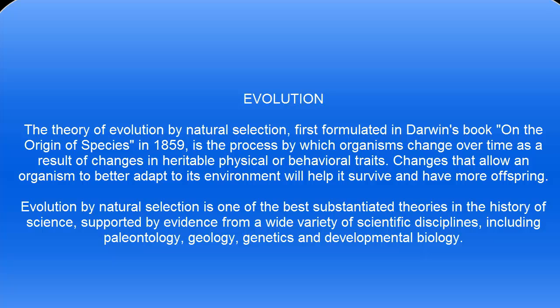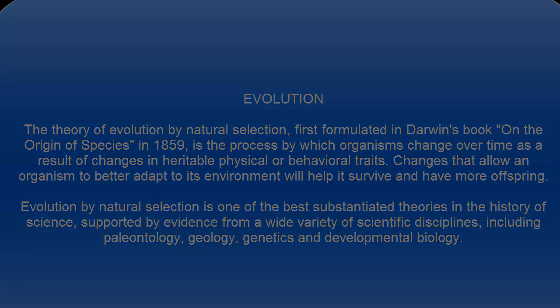Evolution. The theory of evolution by natural selection, first formulated in Darwin's book On the Origin of the Species in 1859, is the process by which organisms change over time as a result of changes in heritable physical or behavioral traits. Changes that allow an organism to better adapt to its environment will help it survive and have more offspring. Evolution by natural selection is one of the best substantiated theories in the history of science, supported by evidence from a wide variety of scientific disciplines, including paleontology, geology, genetics, and developmental biology. Okay, well, I'm going to destroy all that due to the fact that time is based upon energy flow.